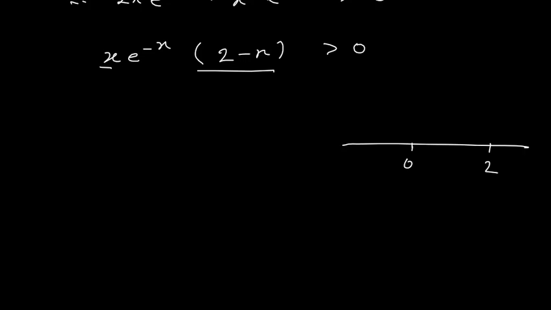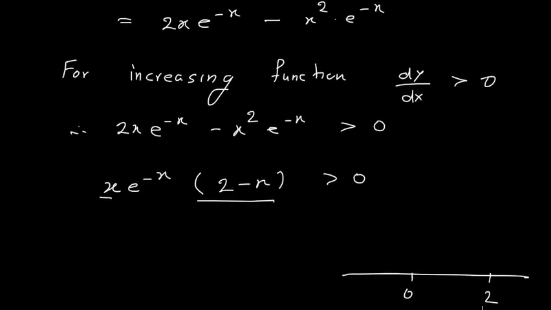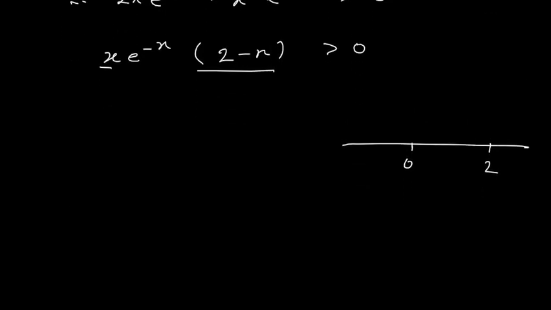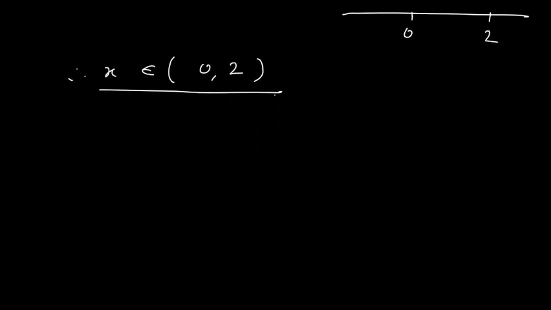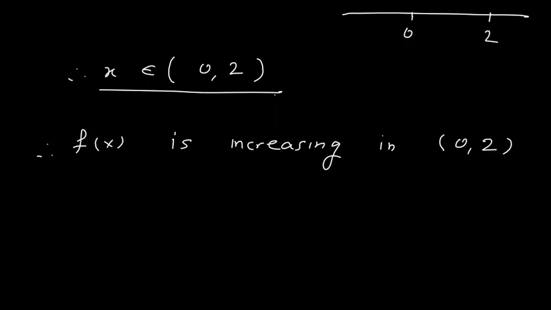So what is the solution for the increasing function? Therefore I have x belongs to 0 to 2. So between 0 to 2, f(x) is an increasing function. Therefore your f(x), or x square into e power minus x, is increasing in (0, 2). So in this range my function f(x) is increasing.